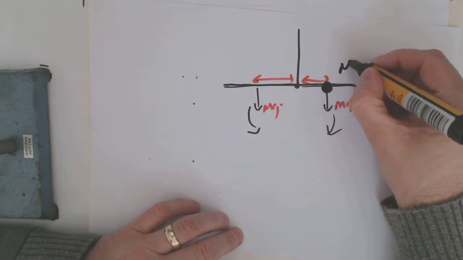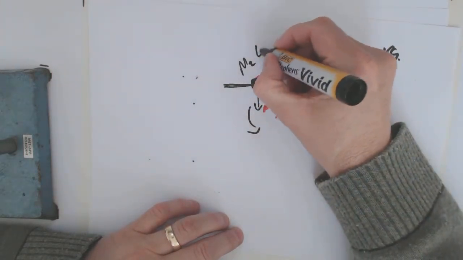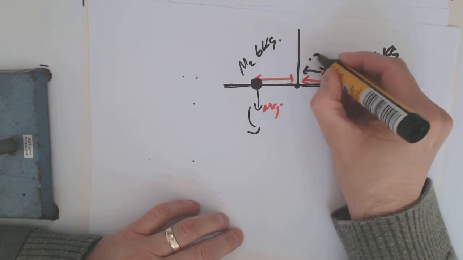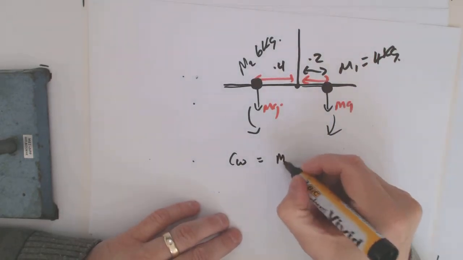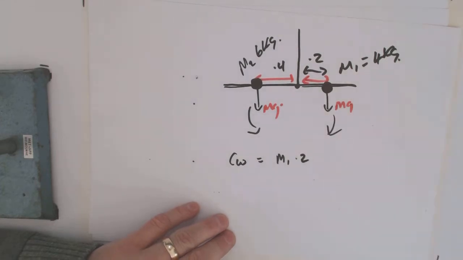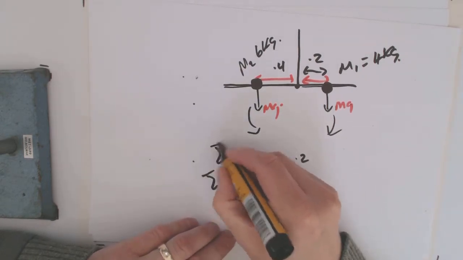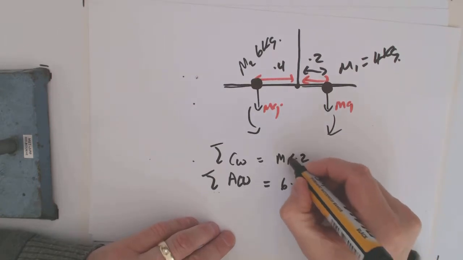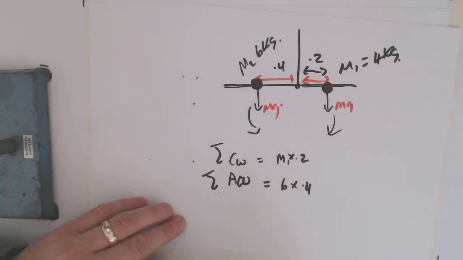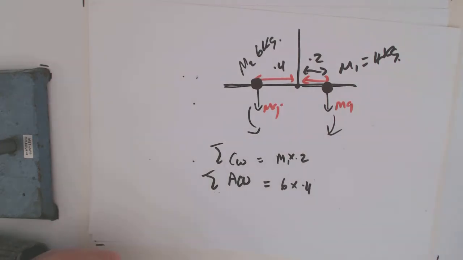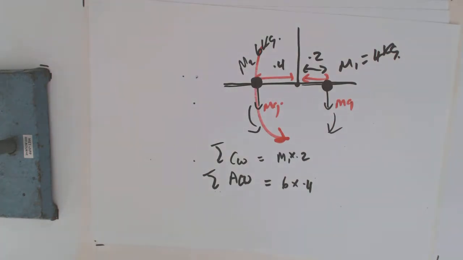The distance being, so this one, we'll call it mass 1. Maybe we could put a mass on there, and we'll make it 4 kgs. Mass 1 equals 4 kgs. We'll put a mass there, and we'll call it mass 2, and we'll call it 6 kgs. We'll call this distance 0.2, and we'll call this distance 0.4. So the clockwise torque is equal to mass 1 times 0.2. And the anti-clockwise torque is just going to be equal to the 6 times 0.4. So the anti-clockwise torque is going to win, and you would subtract your clockwise torque from your anti-clockwise torque, and end up with a net anti-clockwise torque. So the whole thing is going to rotate that way. So no equilibrium with that example.